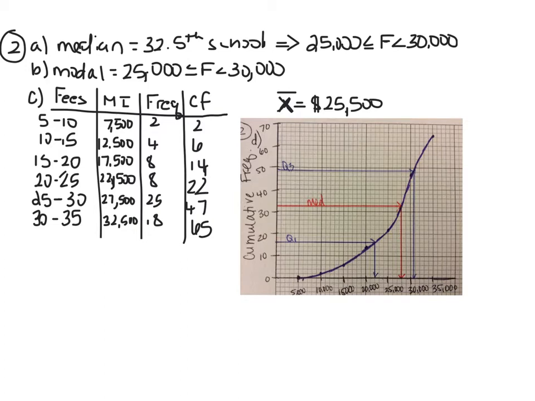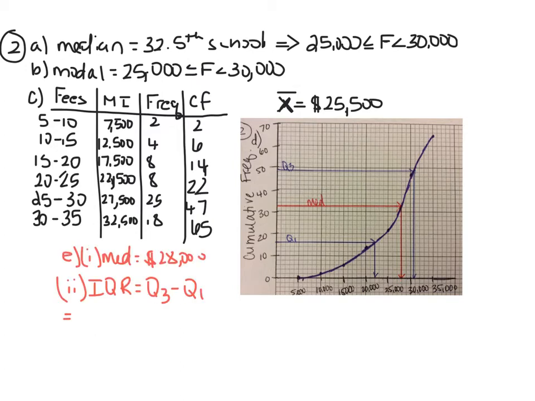Part D wants you to, this is part D. Part E wants you to find the median using your graph. So we know that the median is going to fall in the 32.5th school. So if you go up on the vertical axis, find 32.5, draw a horizontal line across and a vertical line down, you will find that the median falls at 28,000.